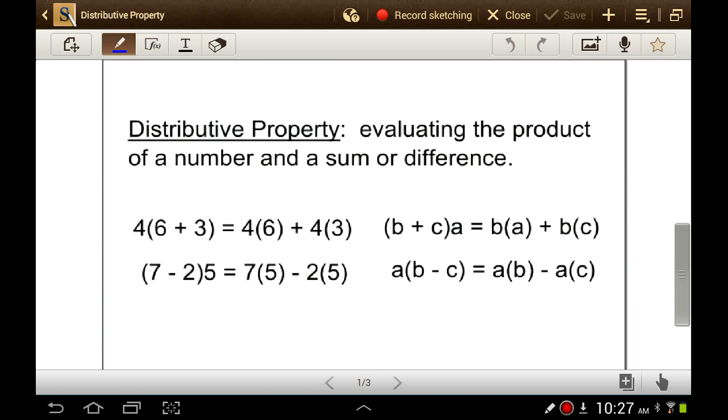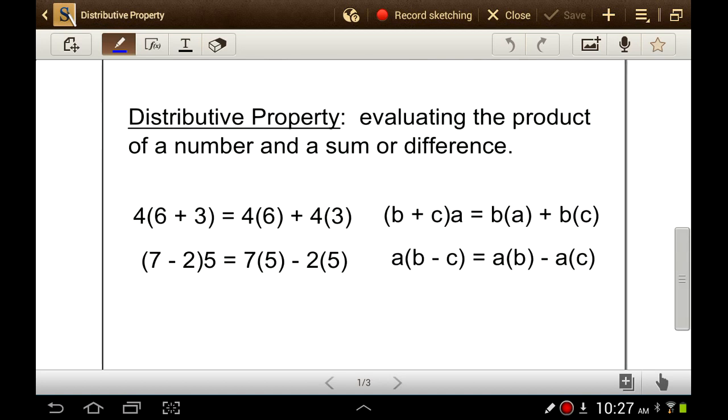Okay, what is a distributive property? The distributive property is evaluating the product of a number and a sum or difference. So that's what the distributive property is. So I have some 4 examples of what the distributive property could look like. So product, remember, means to multiply. So in each one of these examples, I have multiplication.